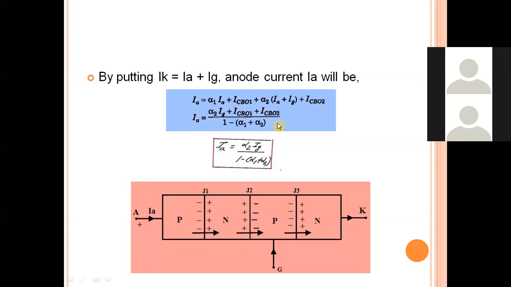So regenerative conduction happens when alpha 1 and alpha 2 is equal to unity. That is one of the regenerative actions, making the device conduct suddenly when the current gains are going to be equal to unity. Then we need to consider the considerations of this gate current, this analogy.